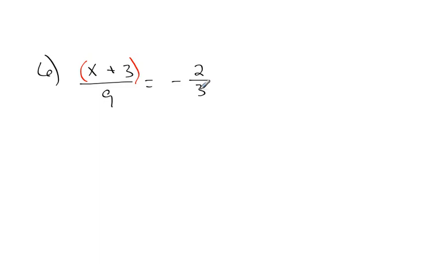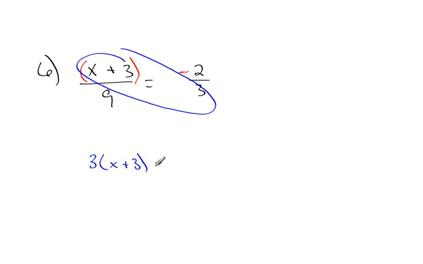With your negative sign, I'm going to ask that you choose to put the negative either in your numerator or your denominator. But let's put it one or the other. I'm going to choose to put it in my numerator. Okay? And then I'm going to cross multiply. So I'm going to have 3 times the quantity of x plus 3 equals, and then 9 times negative 2, which is negative 18.